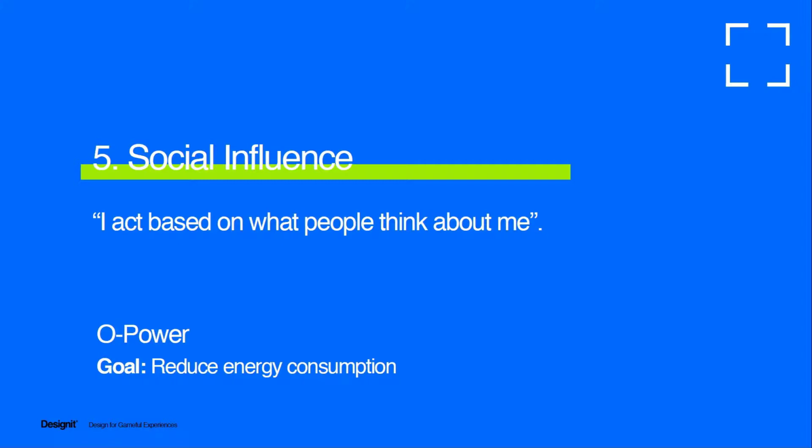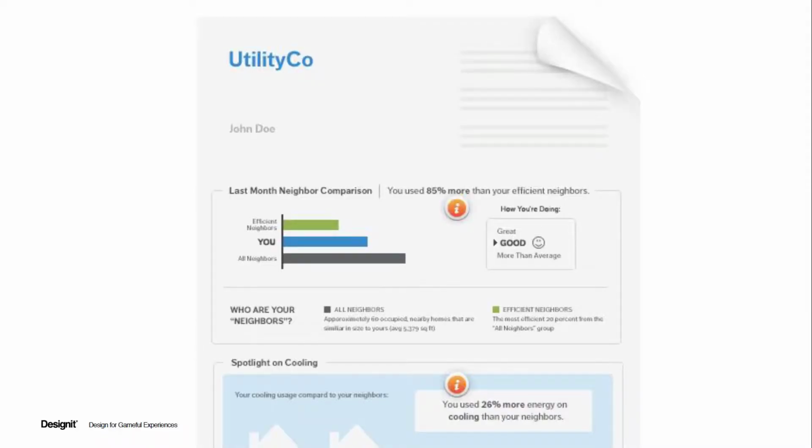Social influence: I act based on what people think about me. So yeah, it's pretty straightforward actually. You act based on what people might say or might think about you. And that's the concept behind Opower, their idea.